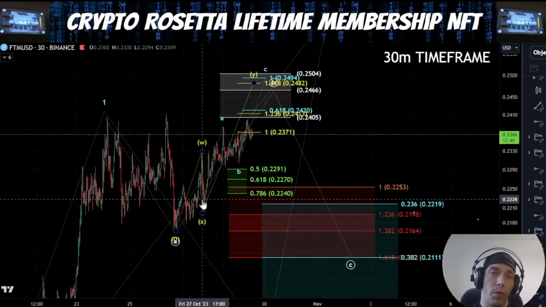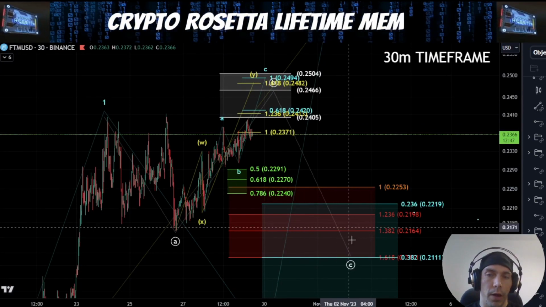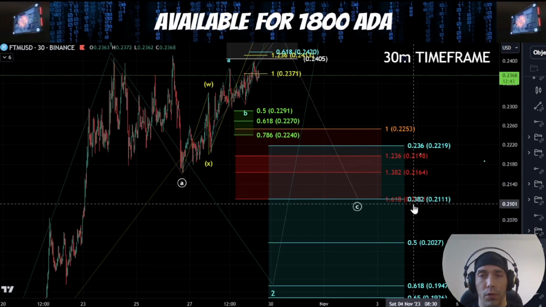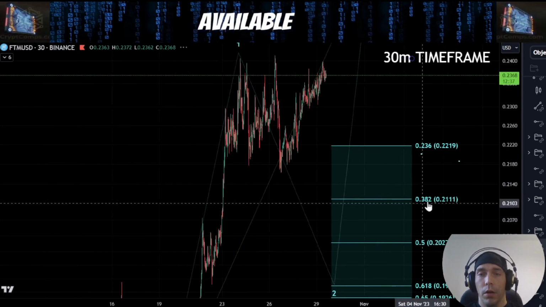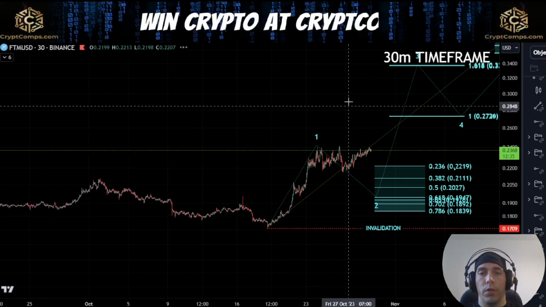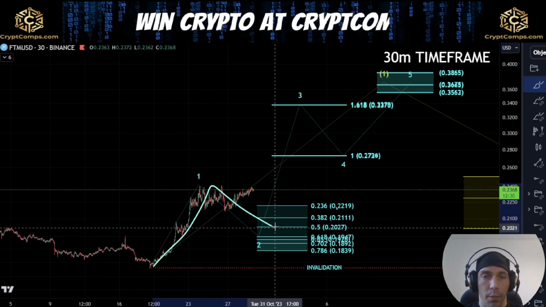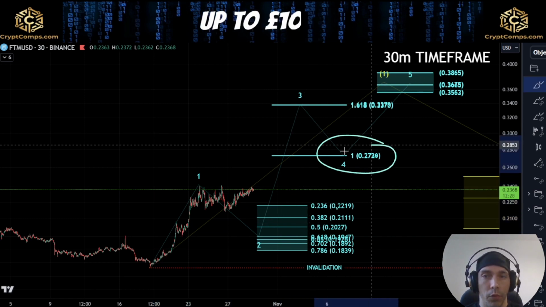If we do see a bit more of a push to the upside, then we see a violent sell-off in a C wave. If this comes into this 0.382 zone, I will be looking for a reaction. Now, the key thing here within this bullish count is that we also need to just respect the fact that this could just be A, B, and C, and we just see a move up to the 1-to-1 level.